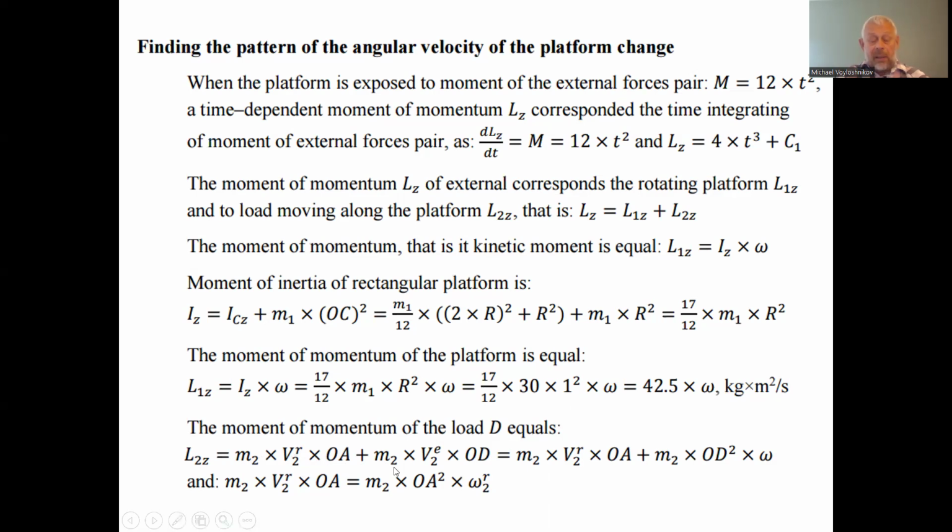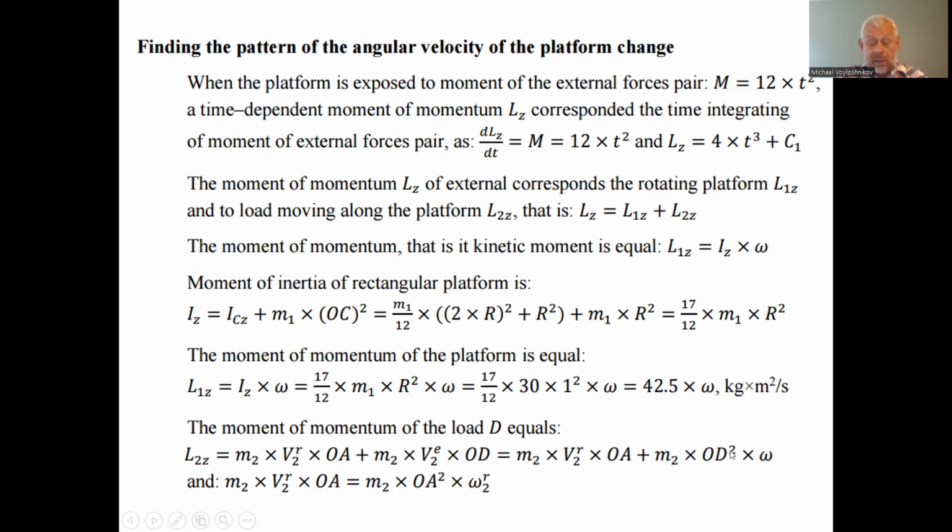And the second summand is the momentum, or kinetic moment, of the rotation of the point when it moves together with the platform, and this depends on the squared OD by the velocity. Why? Because the translational velocity itself is equal to OD by the angular velocity. So we have OD squared. This factor comes from the concept of the momentum, or kinetic moment.